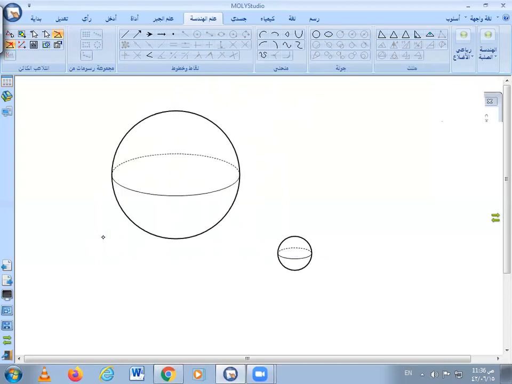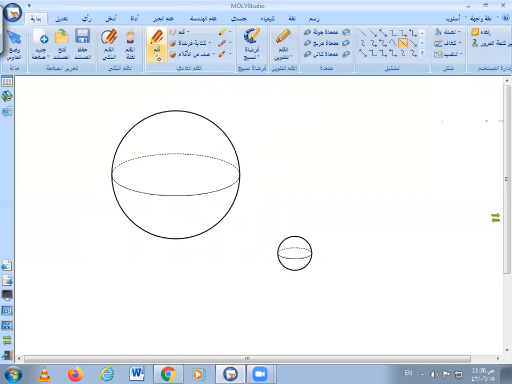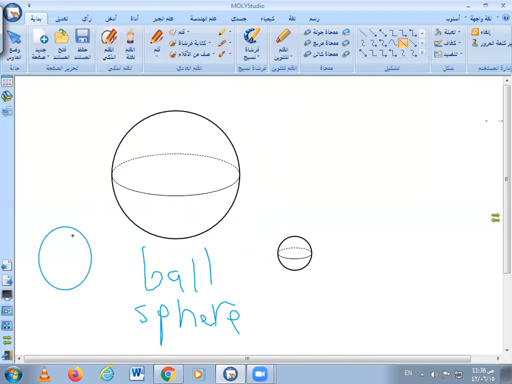This solid is called ball or sphere. Sphere or ball, the ball with which we play. Ball or sphere, the same. The ball with which we play is different from circle. The circle is only a curve. Circle is a shape, but ball or sphere is a solid. Circle is only the curve, but the ball or sphere has another dimension. It's called ball or sphere.